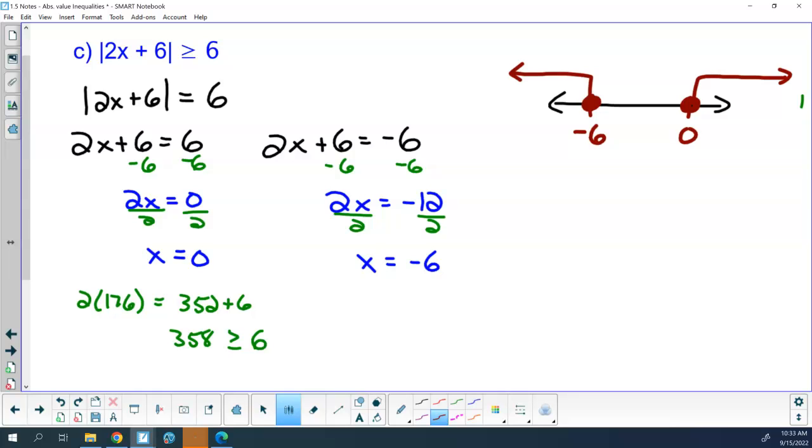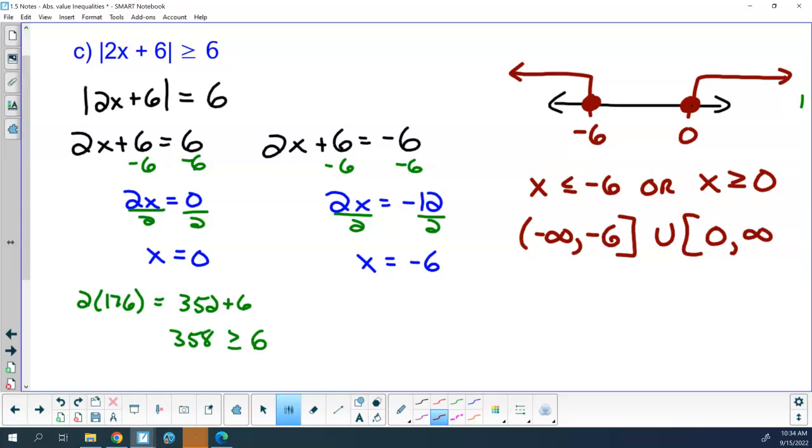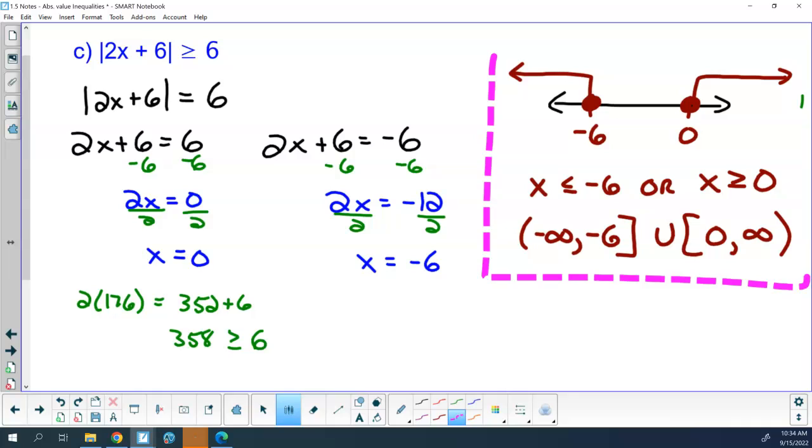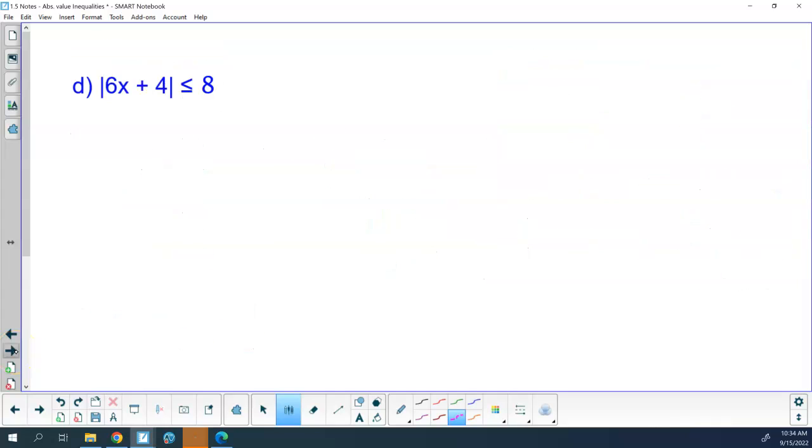Which would put my inequality at x is less than or equal to negative 6, or x is greater than or equal to 0, which would put my interval at negative infinity all the way to negative 6 and 0 to infinity. Questions? Good? Try that.